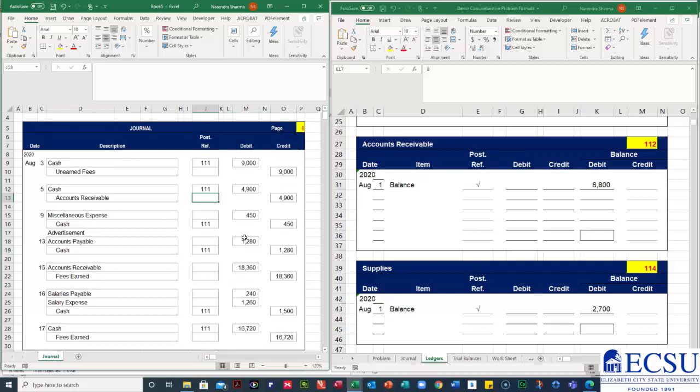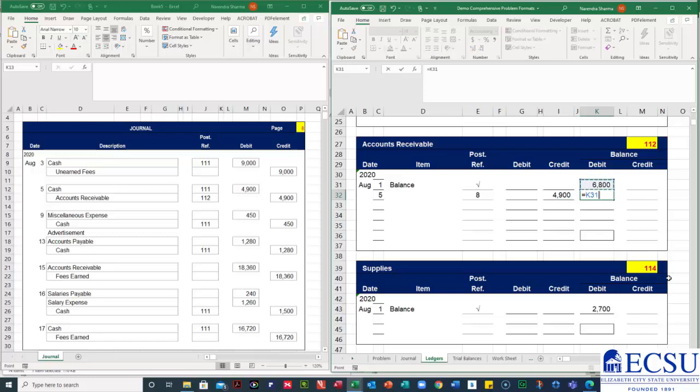So here, first accounts receivable balance I have already done. Second is on the 5th. Now that is coming out of page 8. So I'm going to write here as 8, and it is 4,900. So now, is 4,900 debit or credit? No, accounts receivable is a credit here. So this will be a debit minus a credit. If it was a debit, I would have added it.